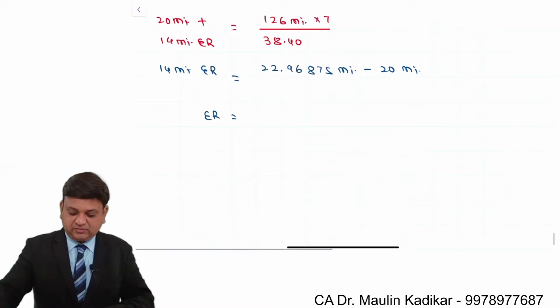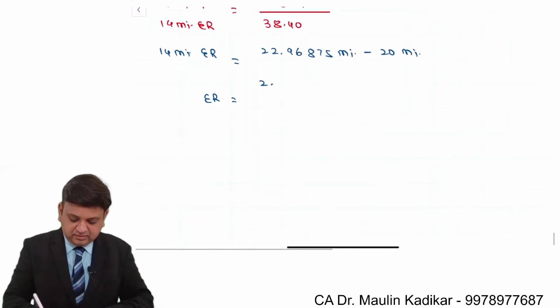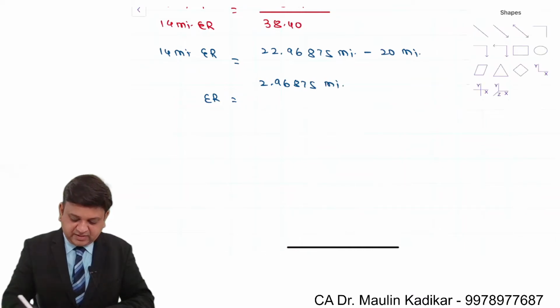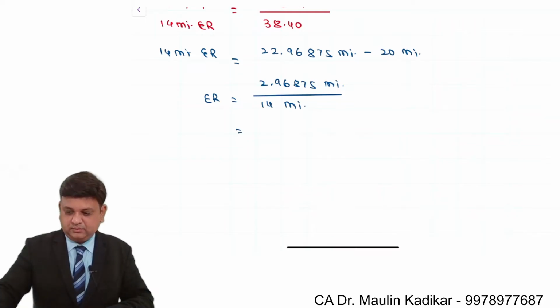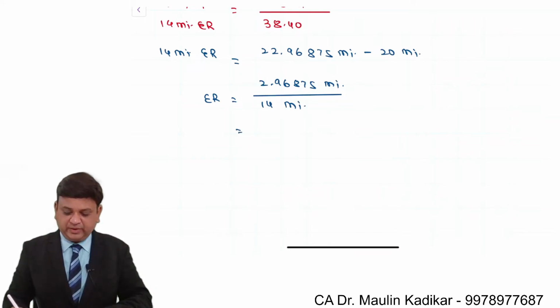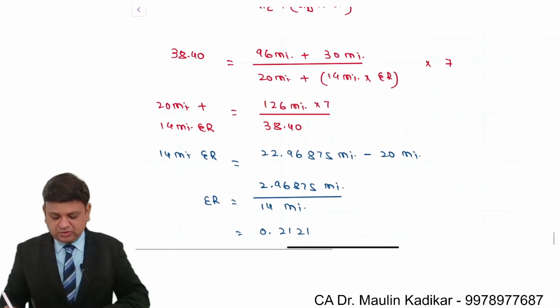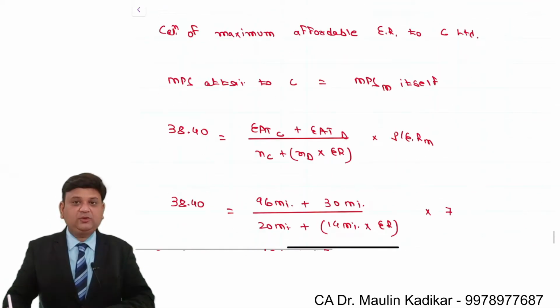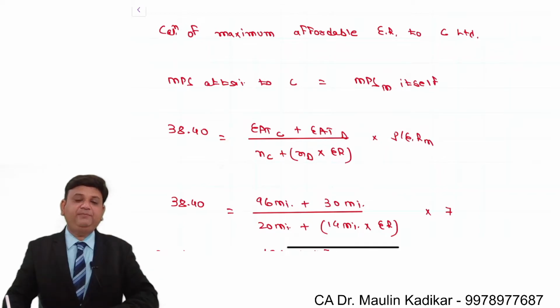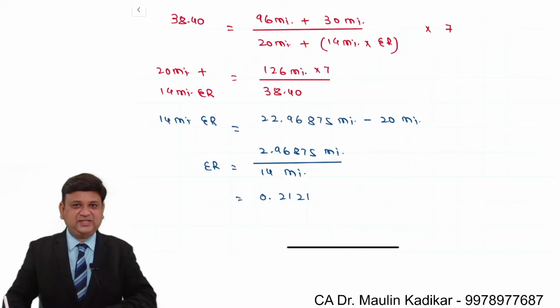So exchange ratio is equal to 2.96875 million divided by 14 million. The answer is 0.2121, or we can write 0.21 also. This is what we understand is the maximum exchange ratio affordable to C Limited so that the MPS of C Limited is not diluted post merger. This is what we understand.